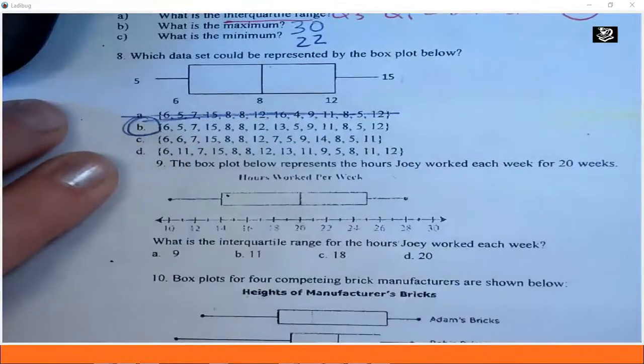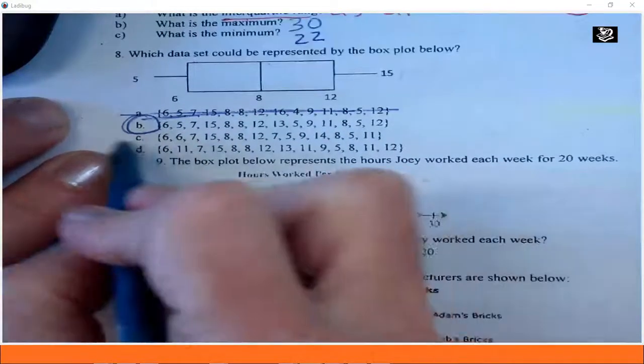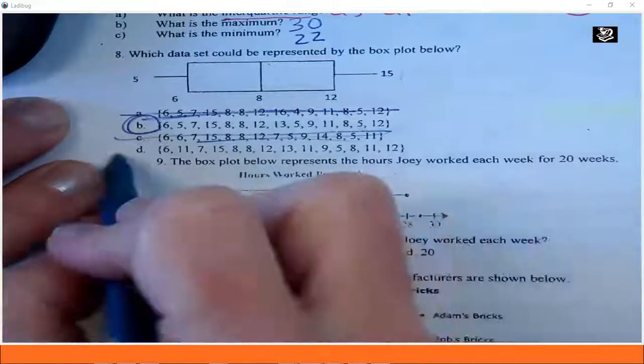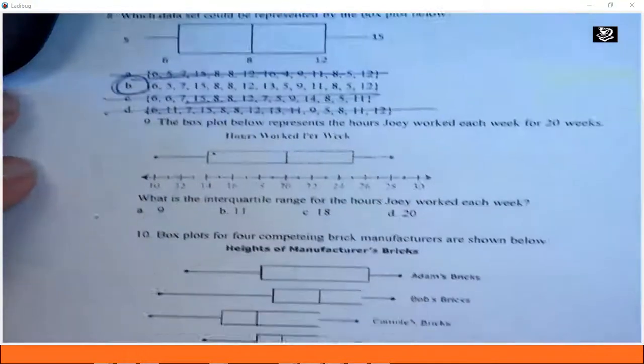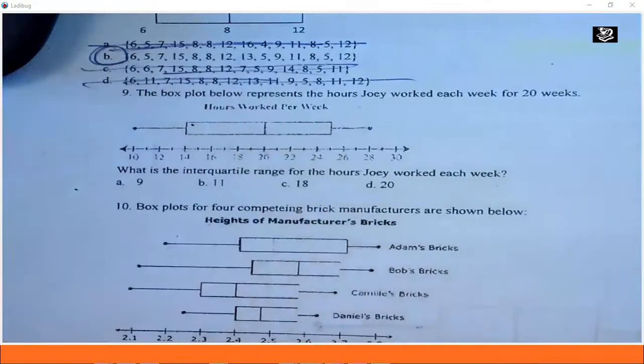Did C work? No. Did D work? No. Okay. So B is your answer. Number 9, what is the interquartile range for the hours Joey worked each week? Allison, what's it asking for? What is the interquartile range? All right. And Alif, what's the formula for that?